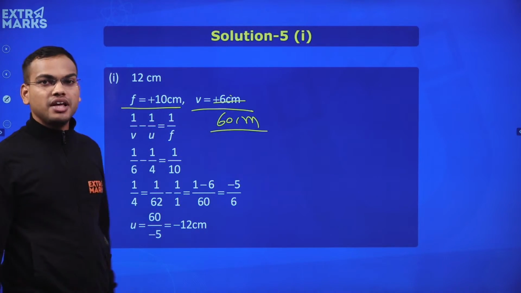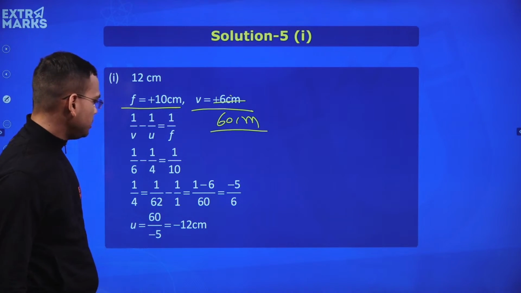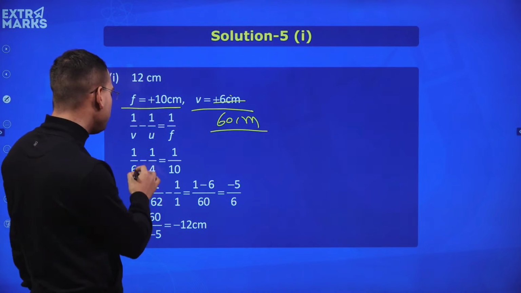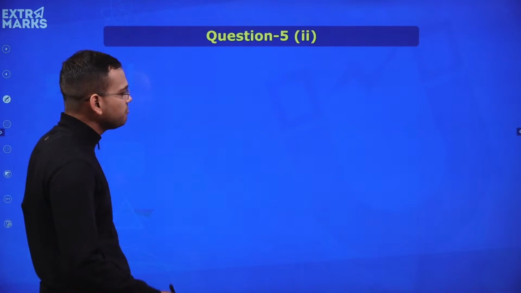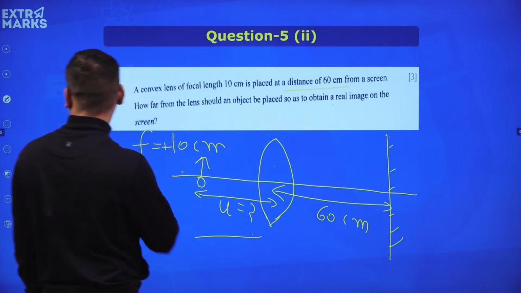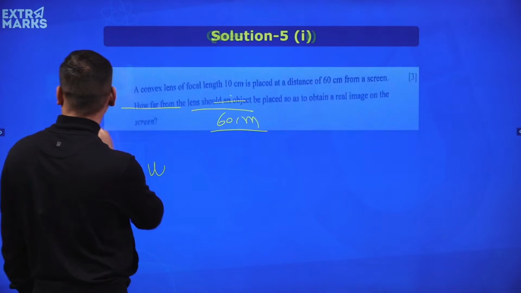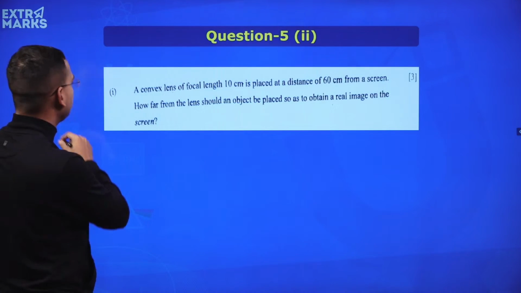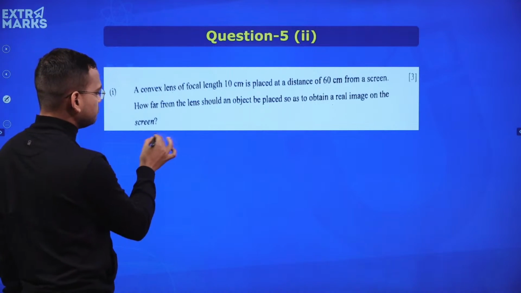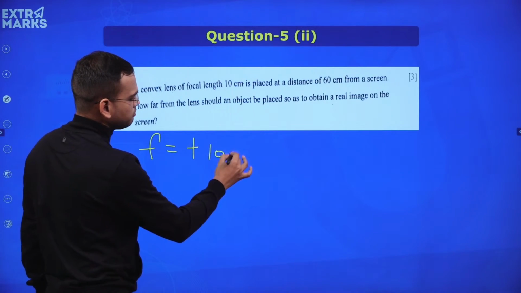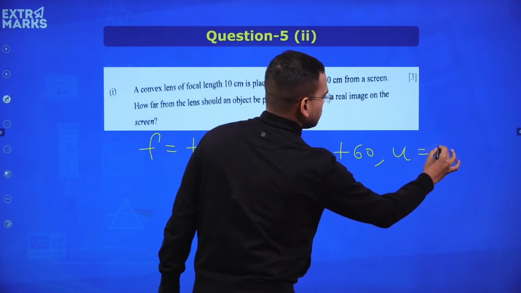Now we use the lens formula, that is 1 upon V minus 1 upon U is equal to 1 upon F. V is already given as 60. So 1 upon 60 minus 1 upon U is equal to 1 upon 10. F is plus 10, image distance is plus 60, and object distance is the question.